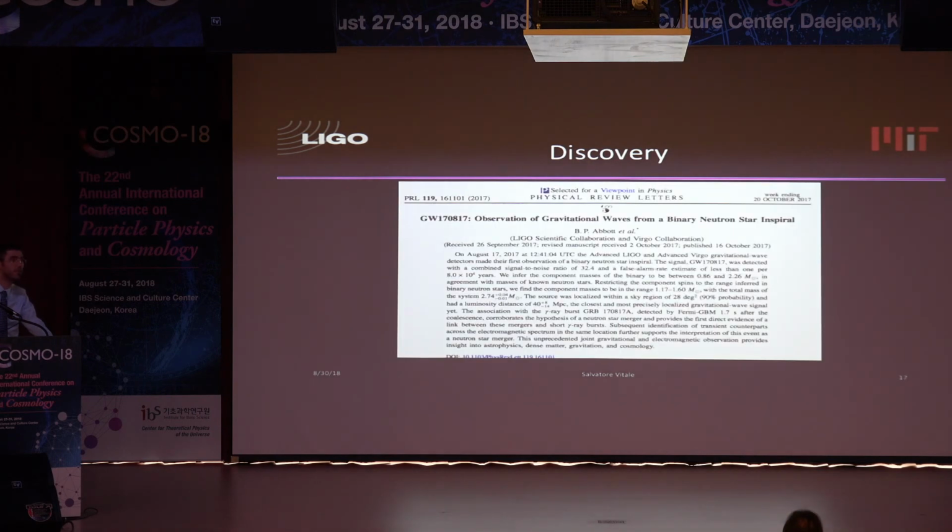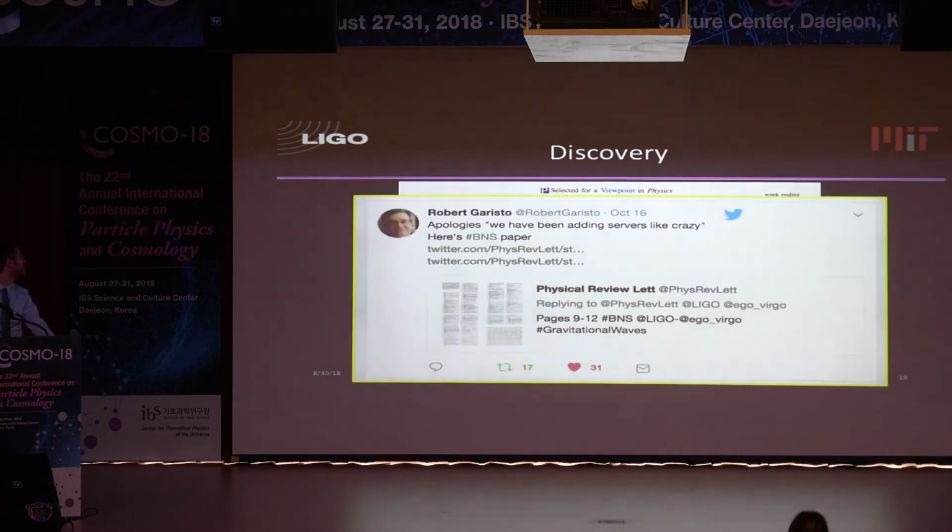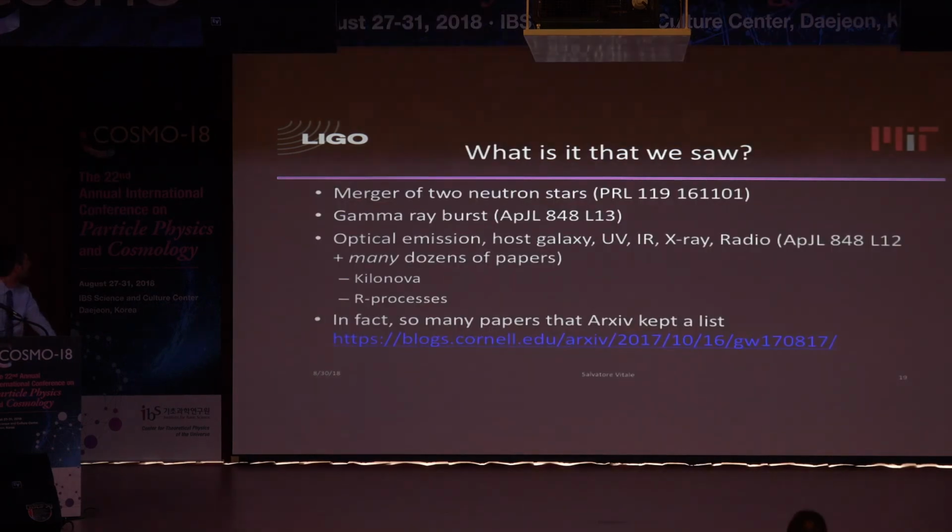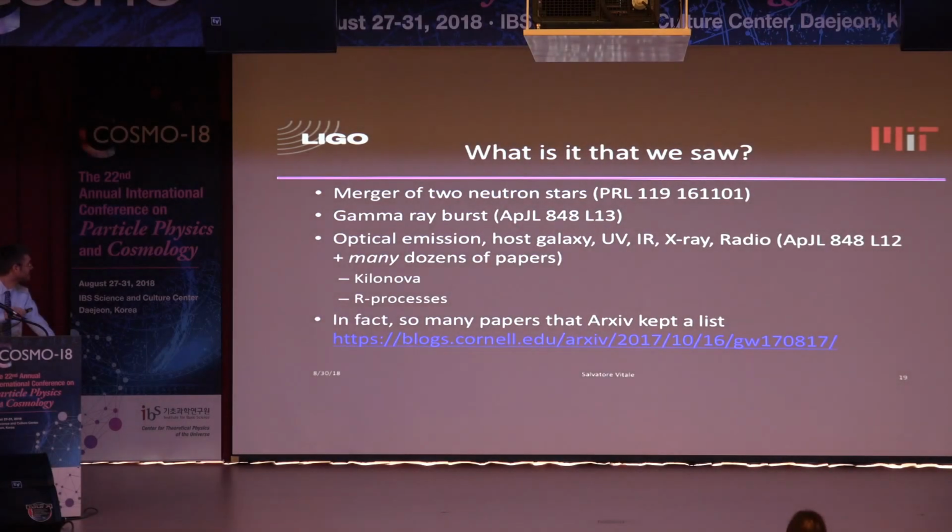Then this happened, of course. We got a PRL paper out. And this also happened: we destroyed the PRL server, which tells you that you have done something important. So basically, PRL started putting the paper on Twitter. That was the most reliable way they found. All right. I will not spend time on this because the first talk was already about all the electromagnetic counterparts that we found, and all the papers and the bands and so on and so forth.